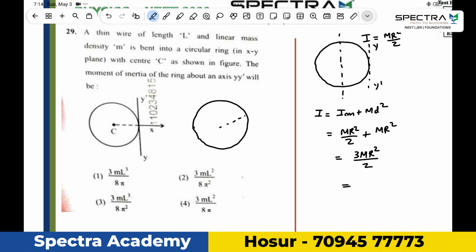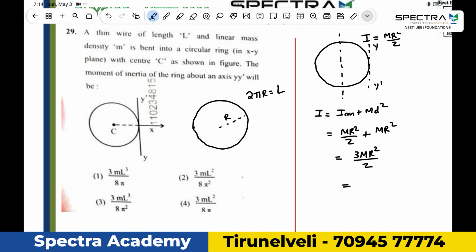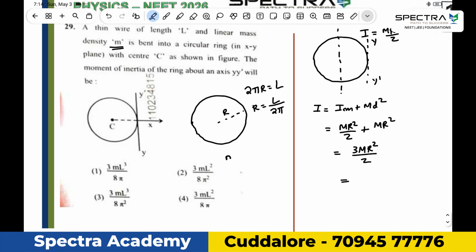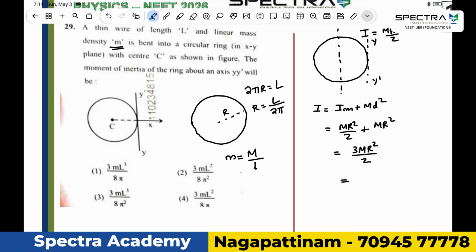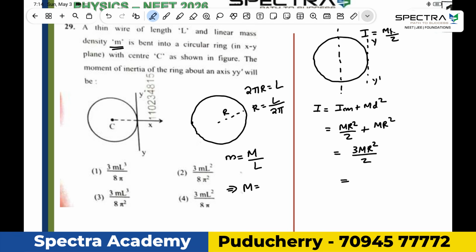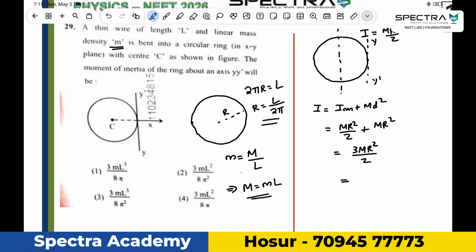You know that this is the radius r. The total length here is L, which means the circumference 2 pi r is equal to L. So r is equal to L divided by 2 pi. And also this is linear mass density small m. Linear mass density means it is the total mass capital M divided by length, mass per unit length, right? So capital M is equal to small m into L. So these two substitutions we have to make here.